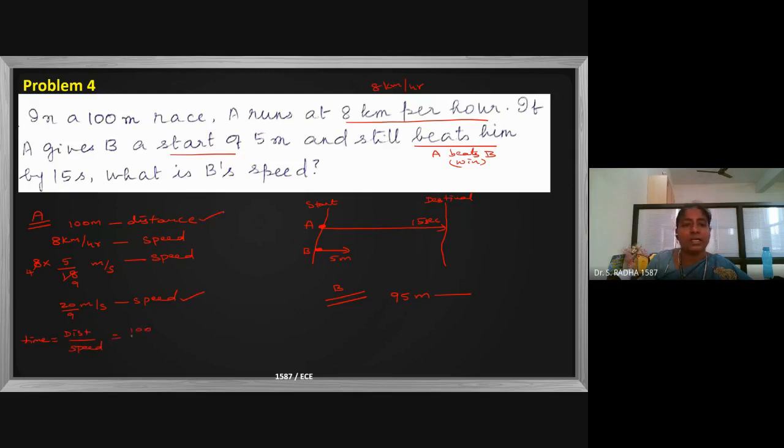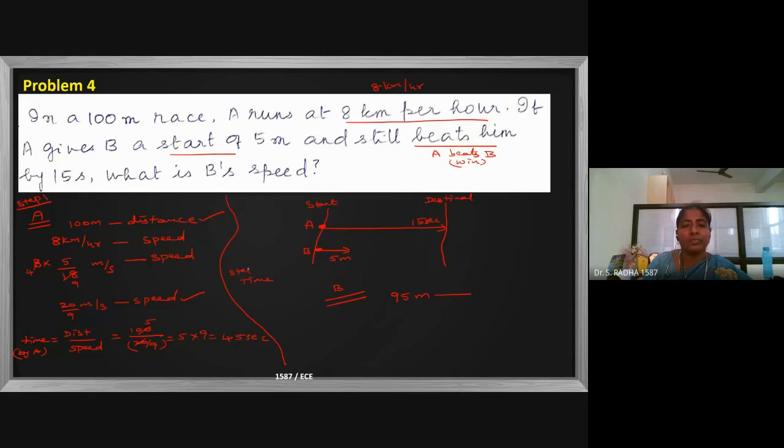So it is 100 divided by 20 by 9. Okay. So this 20 will get cancelled, and 5 into 9, it is 45 seconds A is taking to cover the 100-meter race. This is step 1. We are calculating the time taken by A. And it is also given he is beating B by 15 seconds, which means what is the time taken by B?